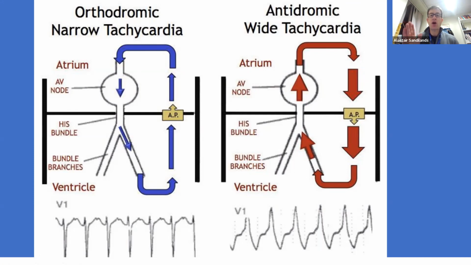So effectively, you only see the delta wave when it's going forwards, conducting any signal going from the atrium to the ventricles. So in sinus rhythm, from the sinus node down the pathway, you will see a delta wave with a short PR interval.